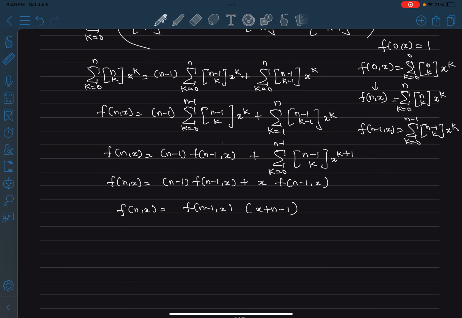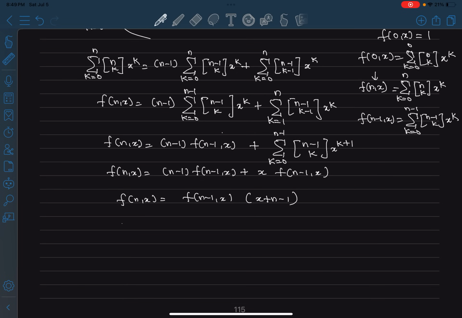So from there we now see that f of 1 comma x is just f of 0 comma x times x plus 1 minus 1, which is x. f of 0 comma x is just 1, so 1 times x is x, right? Now f of 2 comma x is just f of 1 comma x times x plus 2 minus 1, which is x plus 1. So this is x times x plus 1.